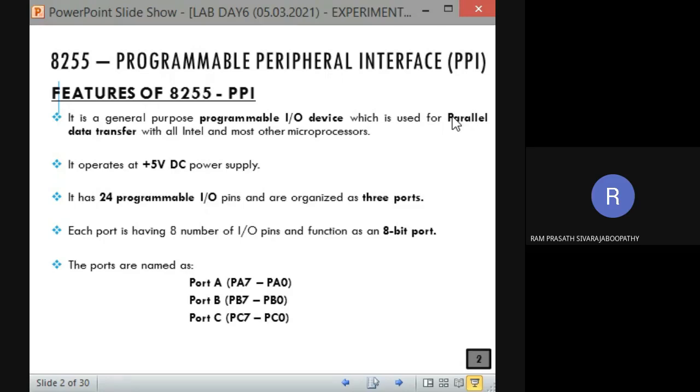Port A na PA7, 7th bit. PA6. See, PA7 is the MSB bit and PA0 is the LSB bit. So in total we will be having 8 pins in port A named as PA7 to PA0. Fine. Similarly for port B, PB7 to PB0. For port C, PC7 to PC0. That's all. Fine. So in 8255 we are having 3 8-bit ports, which are named as port A, port B, port C. Fine. It is operating at plus 5 volt. Fine. Very good. Next.